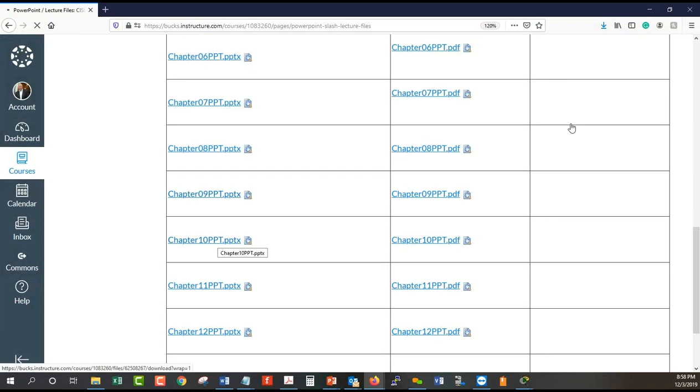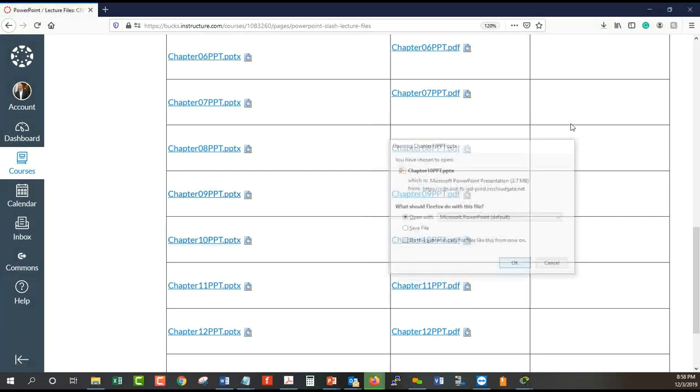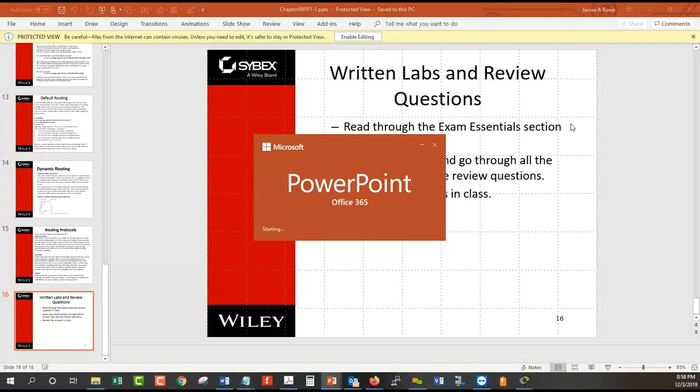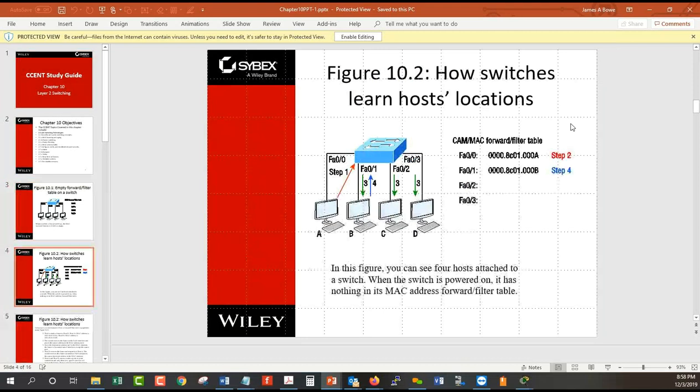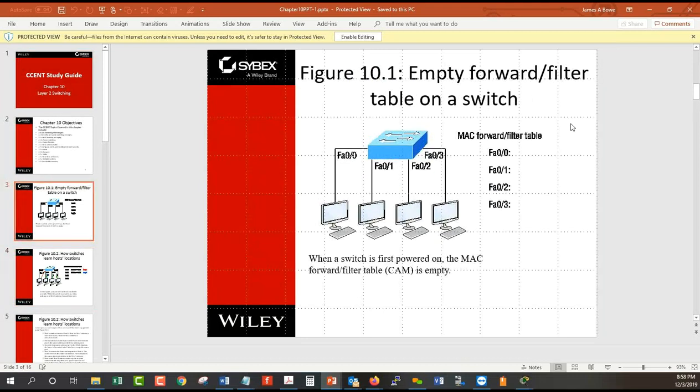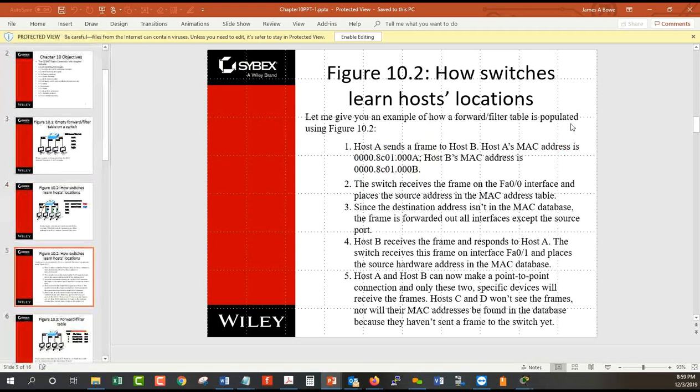So let's look at Chapter 10. Chapter 10 talks about switches. Again, you should know how the switch works in terms of forwarding and filtering and broadcasting addresses, okay? And how it builds the MAC table. And again, most of that is based on the source MAC address. You should read through this process and make sure that you've got this process down.